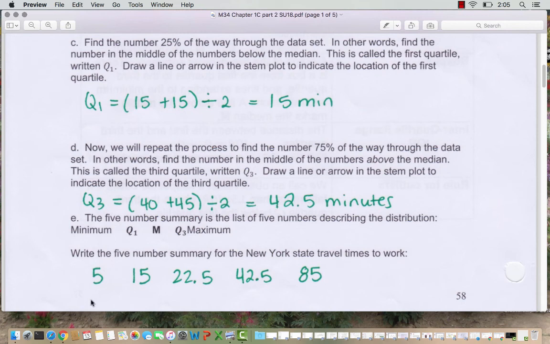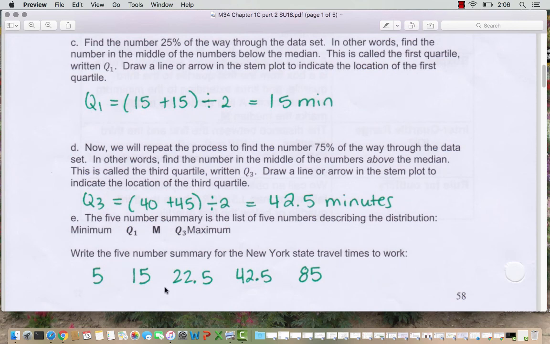So the 5-number summary for these travel times to New York State would be 5 as the minimum, 15 as the first quartile, 22.5 as the median or the midpoint, 42.5 minutes is the quartile 3, and 85 minutes is the maximum. So what the 5-number summary allows us to do is to see the shape of the distribution numerically.